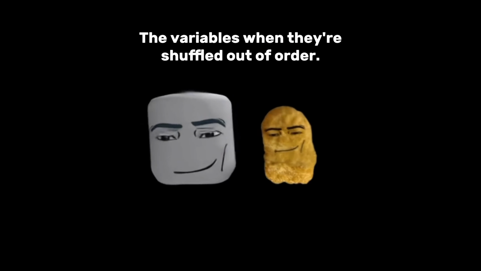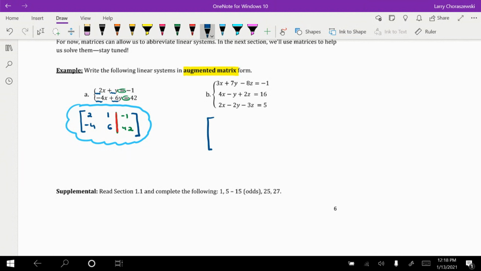It's probably not too much of a stretch of the imagination that this matrix that we're going to write out next is going to have 3 rows, and it's going to be 4 columns with the augmentation of the constant terms. All right, so I'll start with the coefficients. The first equation, 3, 7, and -8, and then 4, -1, and 2, and then 2, -2, and -3.